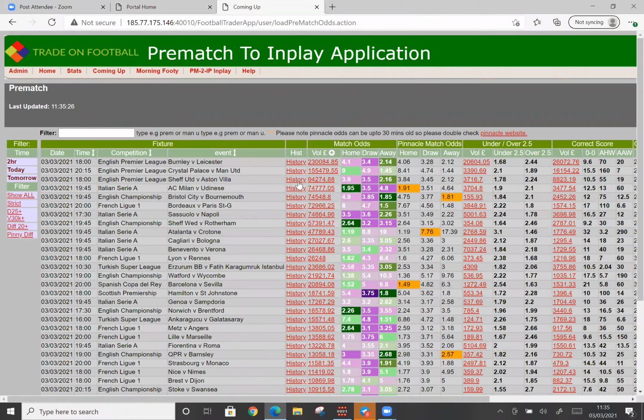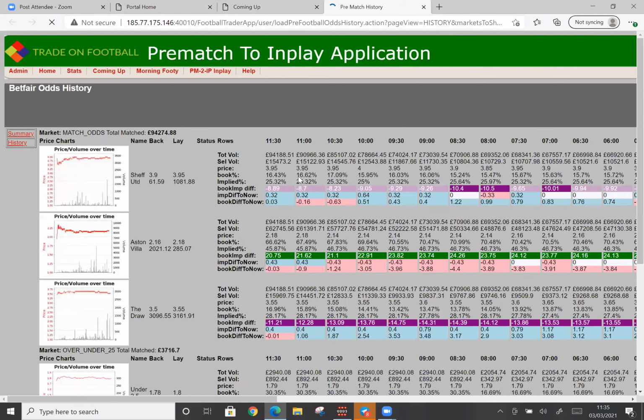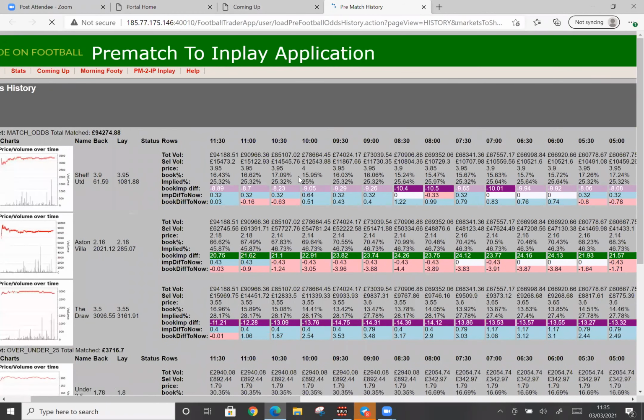Sheffield United, Aston Villa next. This looks fairly interesting here. Aston Villa, the favourites, 94,000 has been traded on the game. 62,000 has been traded on Villa. Again, I say I don't know whether that's to back or to lay.